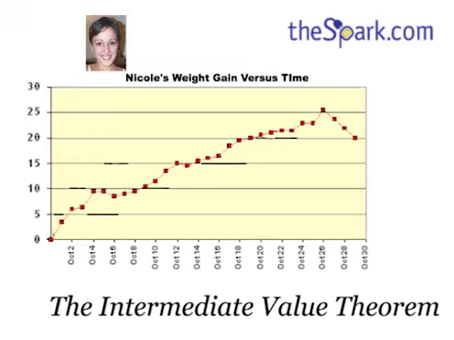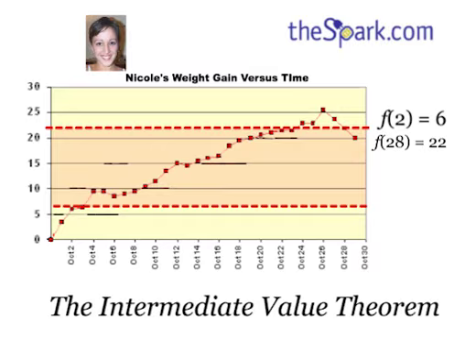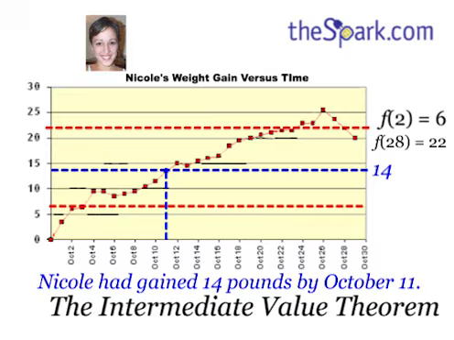As you can tell, on October 2nd, she'd already gained 6 pounds. That's only one day into the contest. Huzzah for Nicole. However, on October 28th, she had gained 22 pounds. Well, according to the intermediate value theorem, I should be able to pick any value between 6 and 22 pounds. We'll say 14 pounds. And I know that Nicole must have gained 14 pounds at some point on the graph between the 2nd and the 28th.